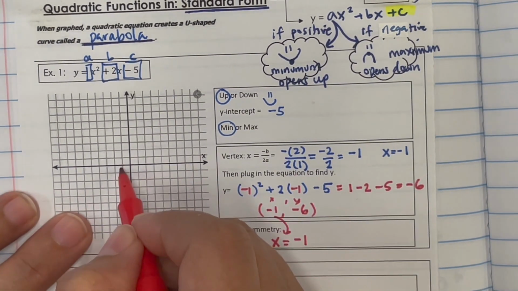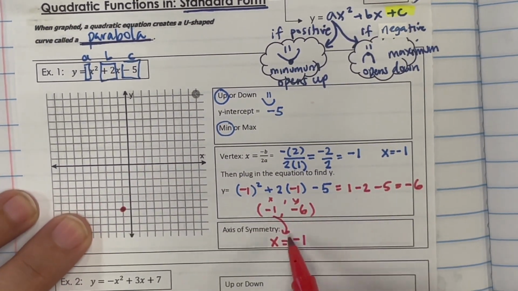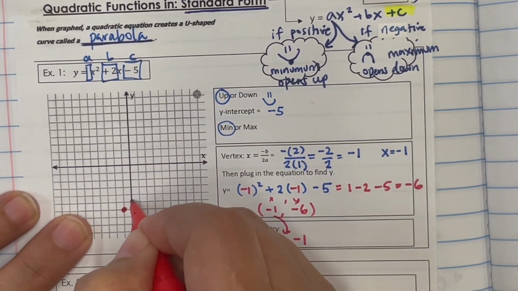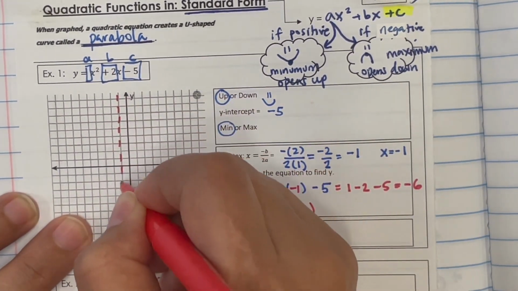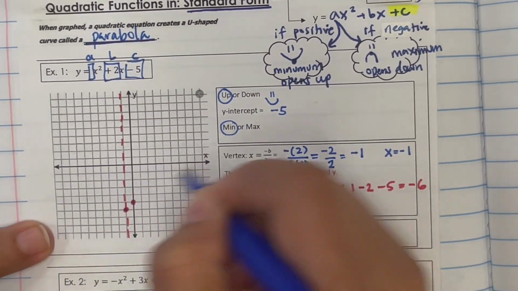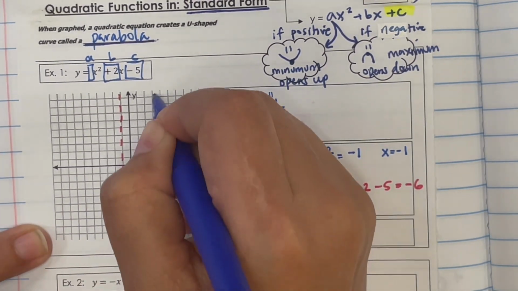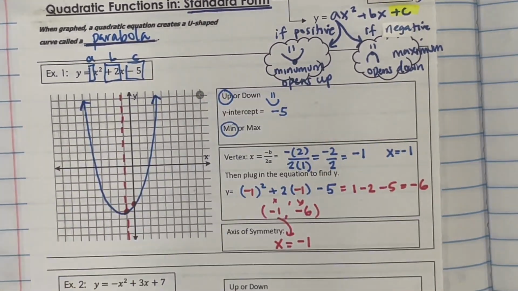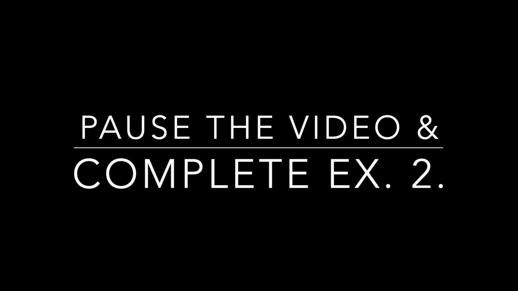Once you have the vertex, it's x equals the x value to find the axis of symmetry. All right, so now we're going to plot everything. The vertex is at negative 1, negative 6. The y-intercept is at negative 5. And there's an axis of symmetry at negative 1. What does that axis of symmetry mean? That whatever is happening on the right is happening on the left. So I know it's going up. If it looks like that on the right, it also looks like that on the left.